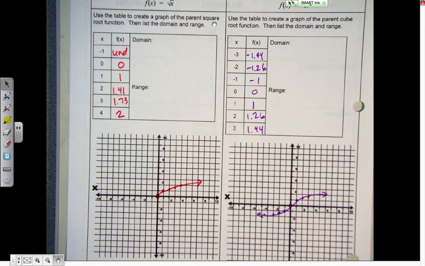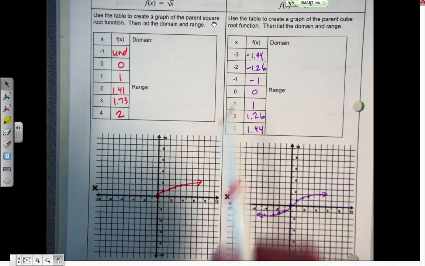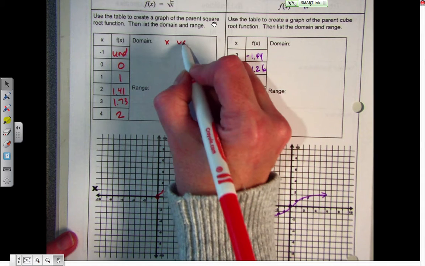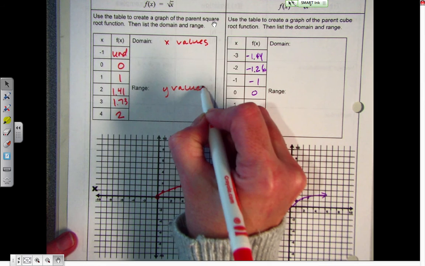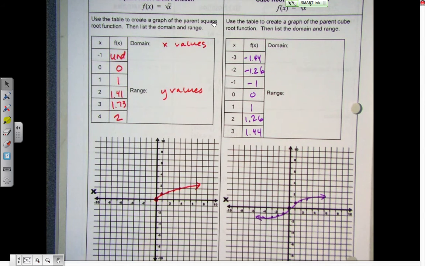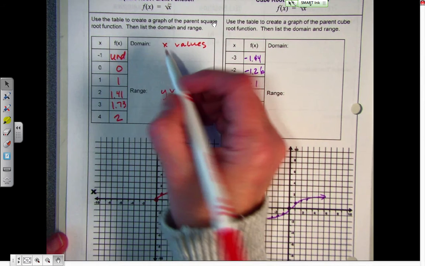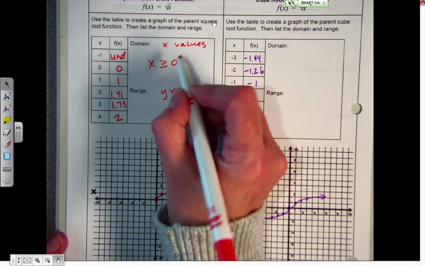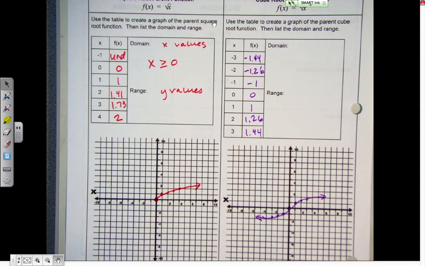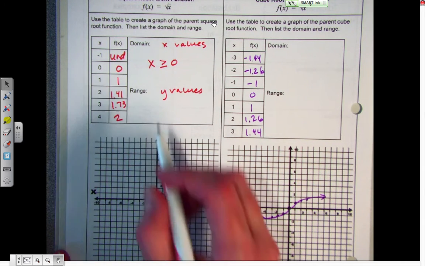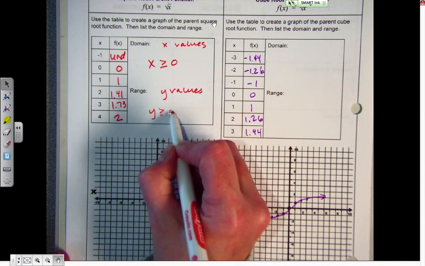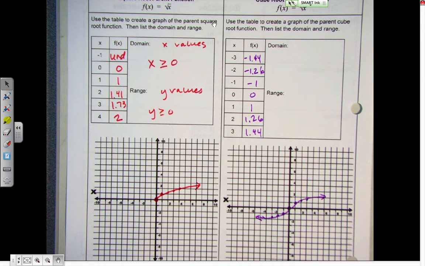So looking at the graphs, let's look at domain and range. So domain is all your x values. Range is all your y values. So our domain has to be, x has to be greater than or equal to 0, because otherwise it's undefined. So the y values, our output is also y greater than or equal to 0. Everything's going to be positive here.